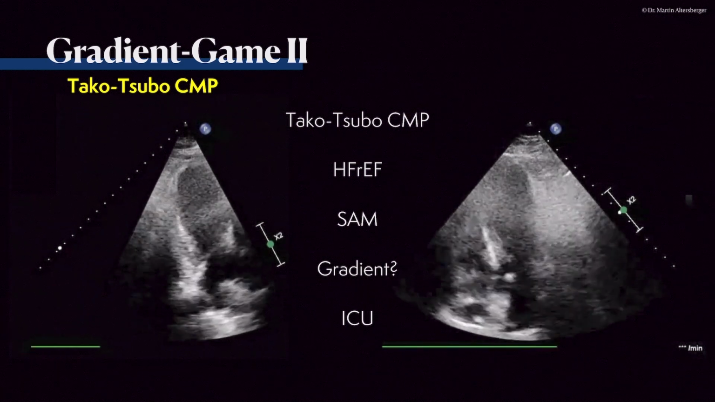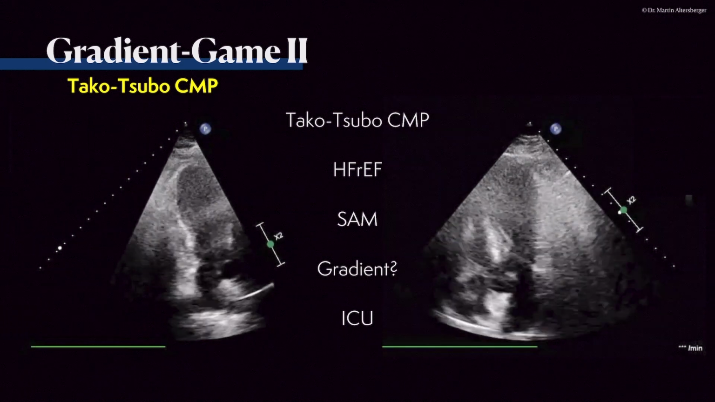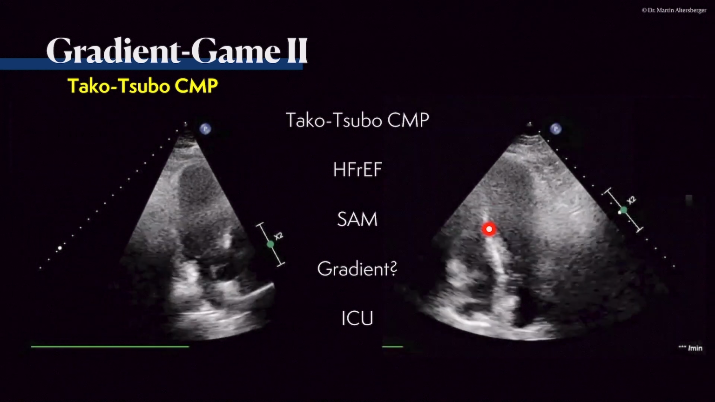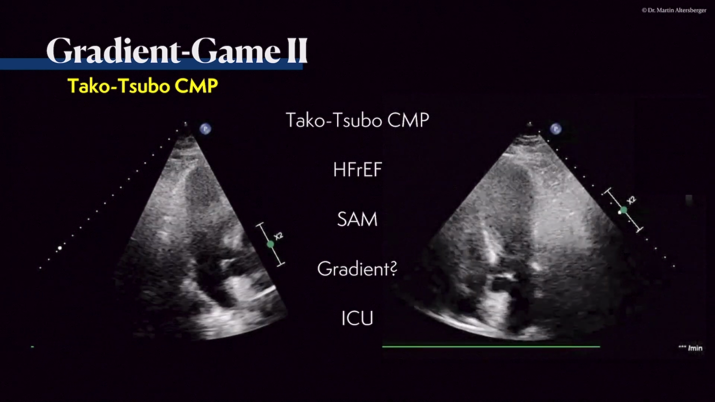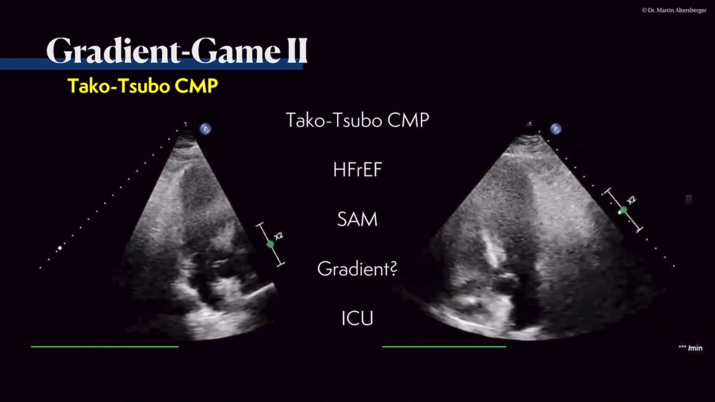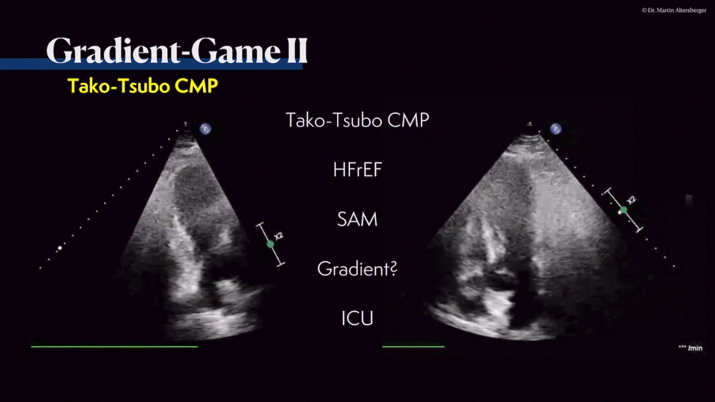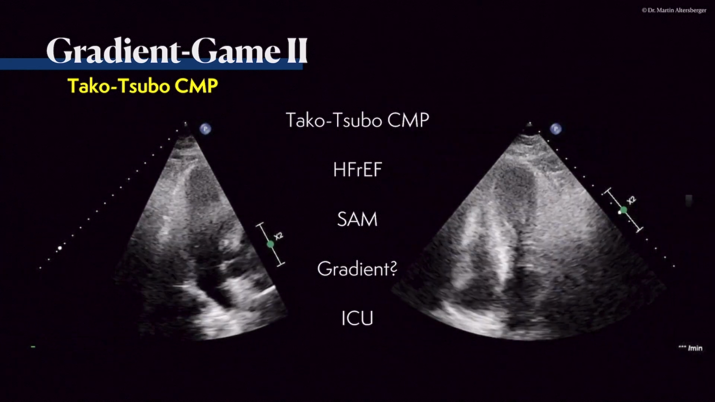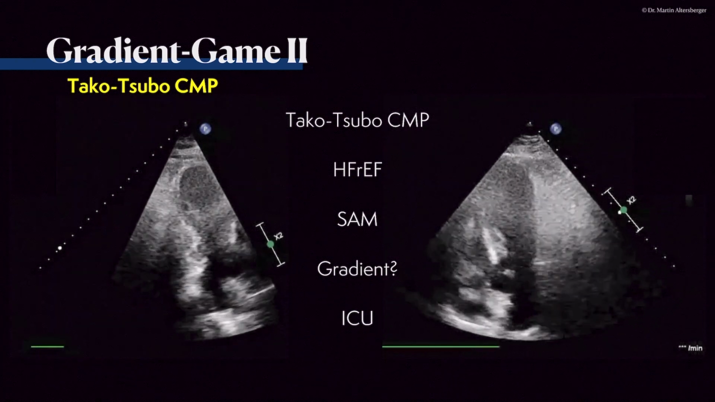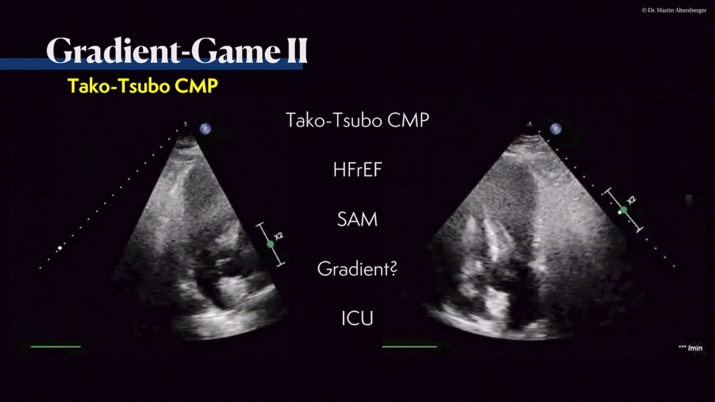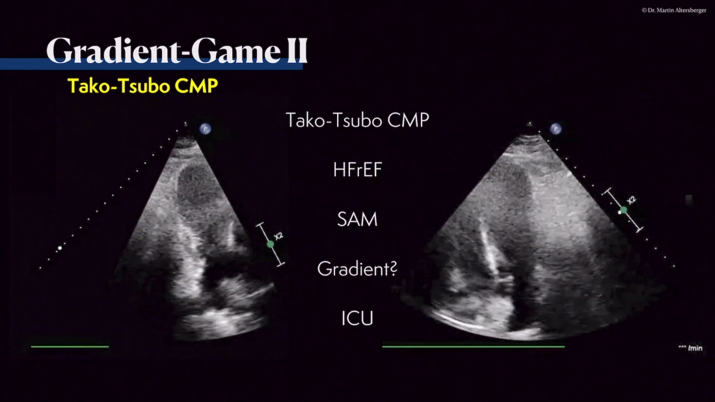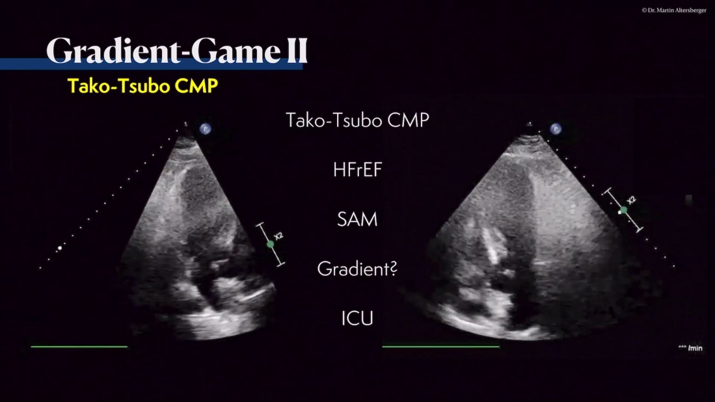Here we have the second gradient game. We are now discussing a patient with TakoTsubo cardiomyopathy. You see this large apical ballooning, severely reduced function, but hyperdynamic basal segments, which you can see in TakoTsubo cardiomyopathy. And you have, of course, the diagnosis of a HFrEF, so there are relevant wall motion abnormalities over large areas, and the function overall is reduced. The basal segments have to compensate, so to speak, for the akinetic segments, so they are hyperdynamic, and you see that there is also most likely LVOT obstruction.